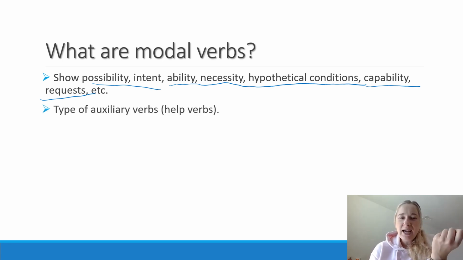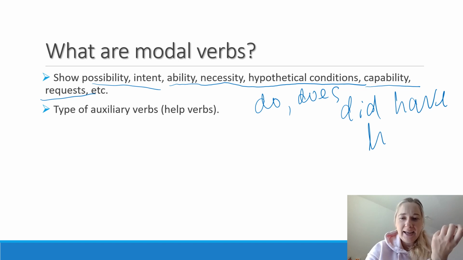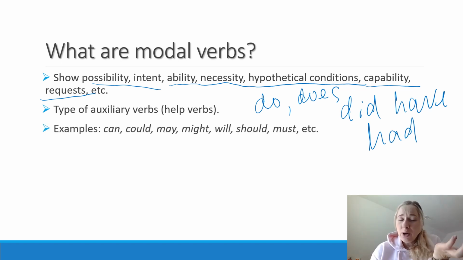Modal verbs are a type of auxiliary verbs. So, help verbs. You know help verbs in a sentence, like do, does, did, have, had, and so on. Obviously, there are more. Examples of modal verbs are can, could, may, might, will, should, must, have to. There are more than I have typed on the slide.